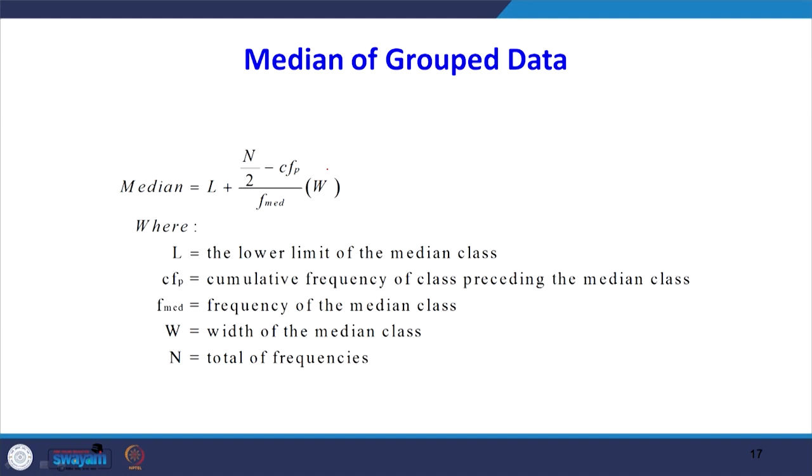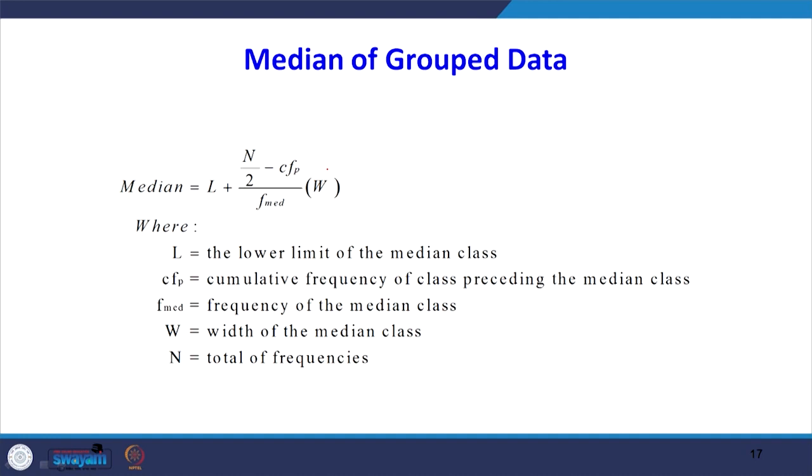Now, let us see how to find the median of grouped data. What is grouped data? Here the data is given in the form of a frequency table. In this case, the formula to find the median of grouped data is median equals L plus ((n by 2 minus CFP) divided by F median) multiplied by W, where L is the lower limit of the median class. Before using this formula, from the given table you have to find out the median class.